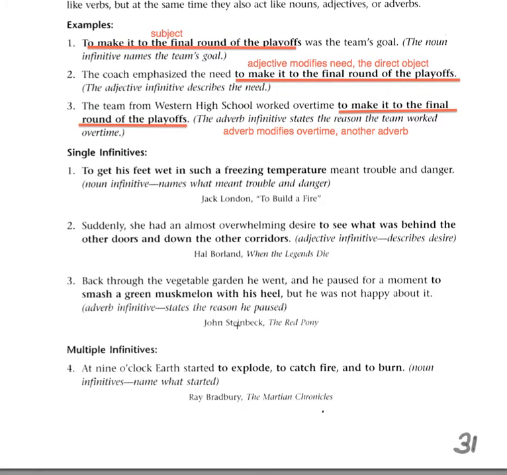Here's another one, John Steinbeck's The Red Pony. Back through the vegetable garden he went, and he paused for a moment to smash a green muskmelon with his heel, but he was not happy about it. So we have an adverb infinitive here, and it states the reason that he paused. Why did he pause? It gives you a great picture by giving you more details, and that's where the infinitive is so handy in your writing.